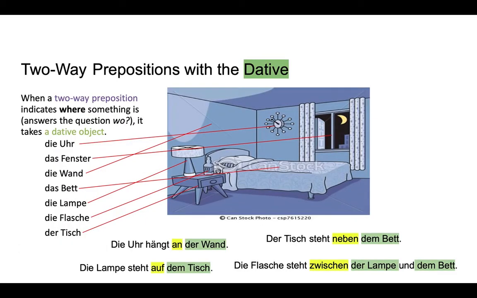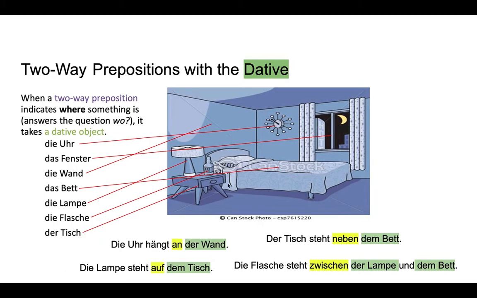When a two-way preposition indicates where something is, that is, it answers the question wo, it takes a dative object. So I've labeled some things in my hotel room and I'm going to describe where they're located. Because I'm describing where they're located, wo, all of the objects of my two-way prepositions are going to be dative. For example, Die Uhr hängt an der Wand. Die Wand changes to der in the dative case.